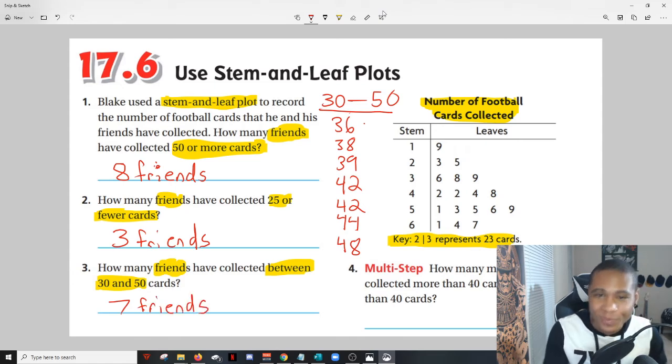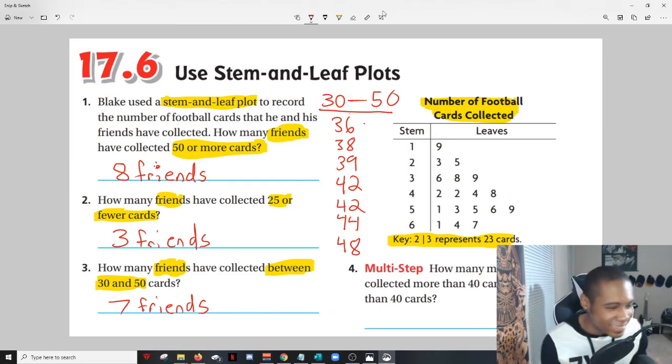Boom, there we go. I told you, my handwriting is getting better. I'm nice with it. Look at that. It's getting better. I mean, it's still kind of garbage, but it's getting better though.